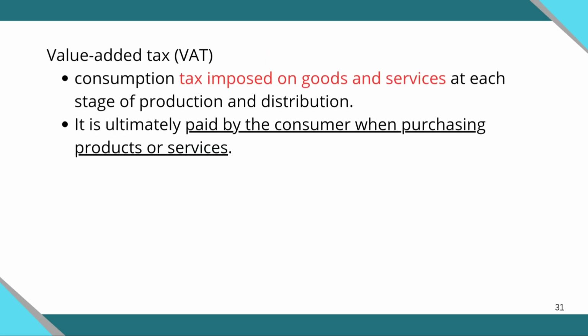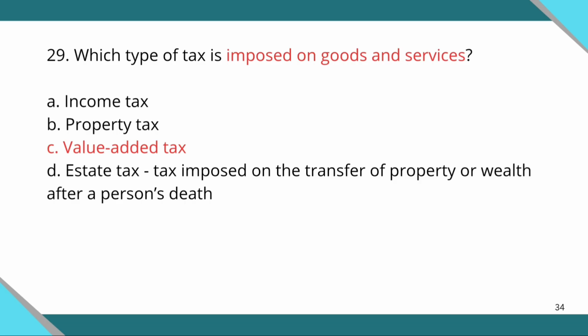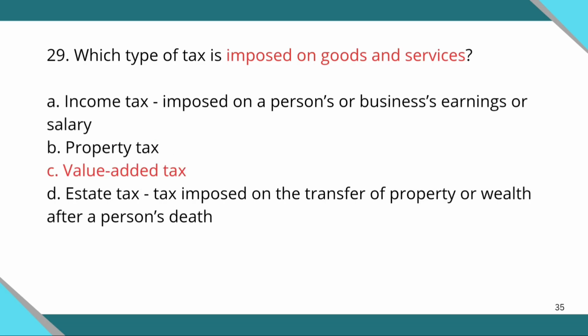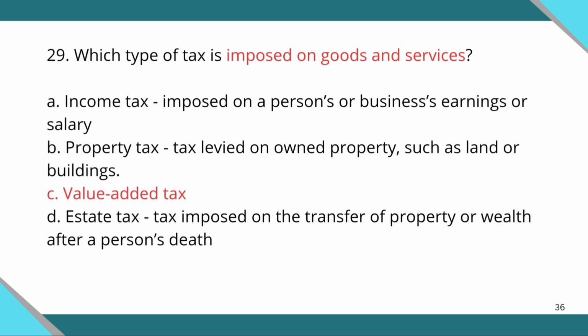Value-added tax. A value-added tax or VAT is a type of consumption tax imposed on goods and services at each stage of production and distribution. It is ultimately paid by the consumer when purchasing products or services. While the estate tax is a tax imposed on the transfer of property or wealth after a person's death. The income tax is imposed on a person's or business's earnings or salary. And lastly, property tax. It is a tax levied on owned property, such as land or buildings.